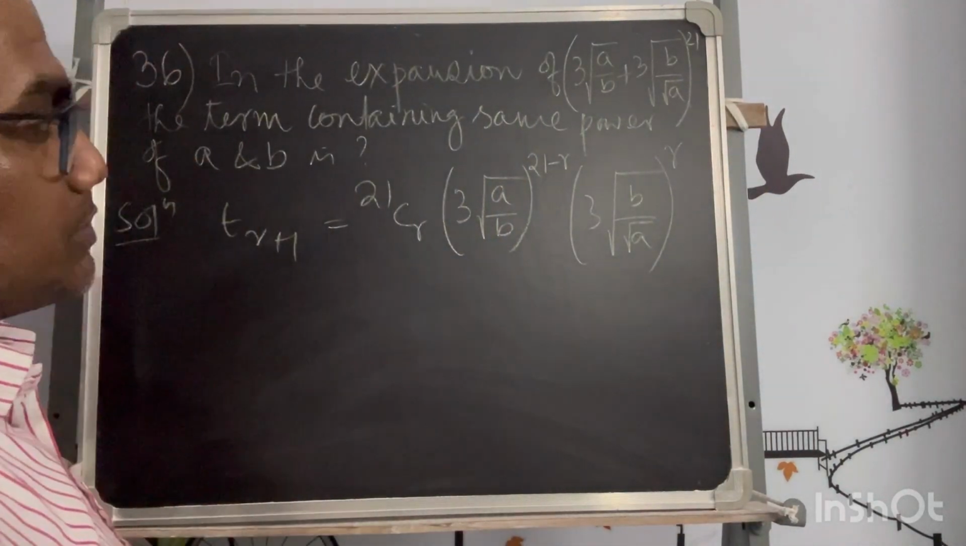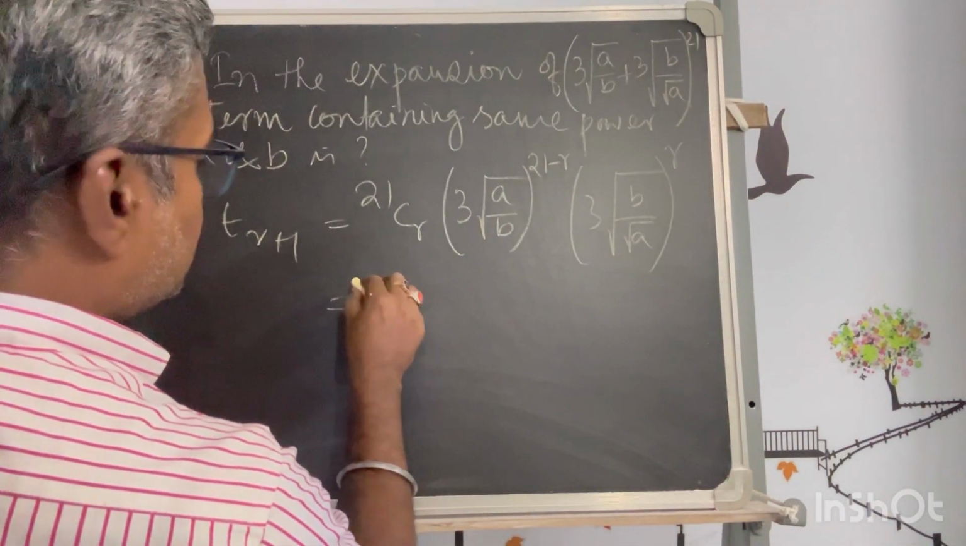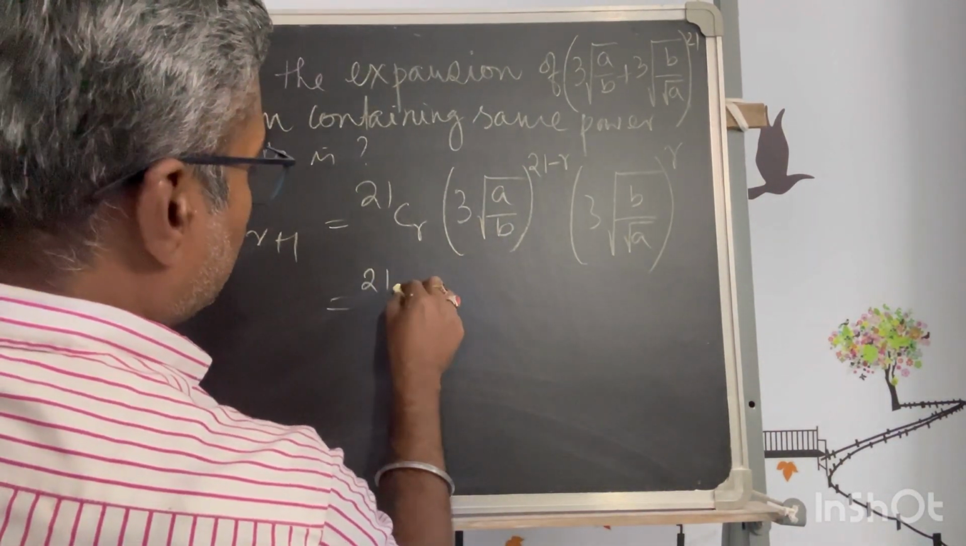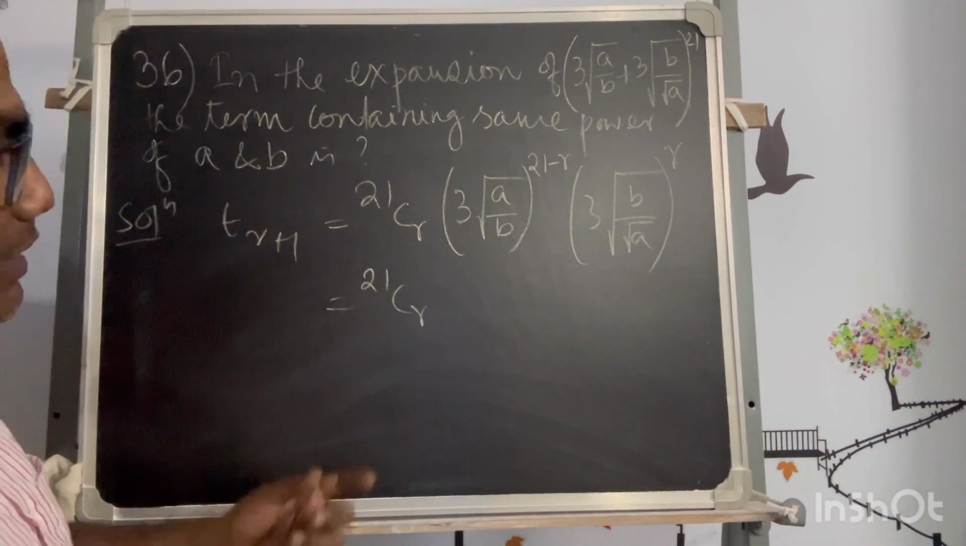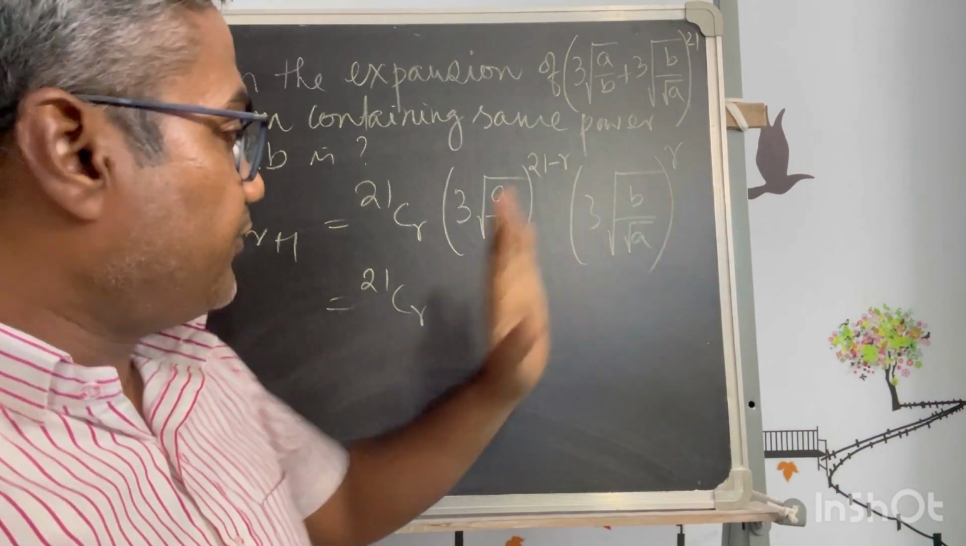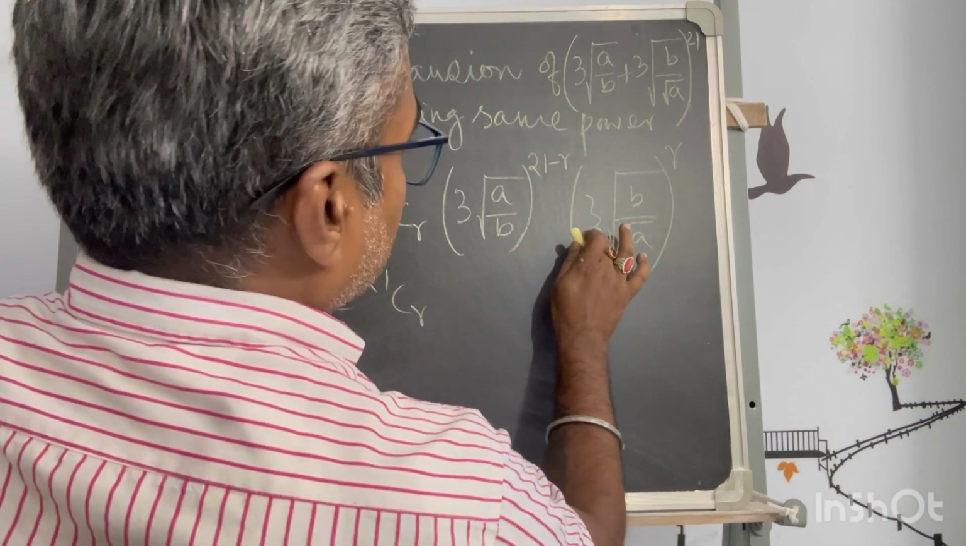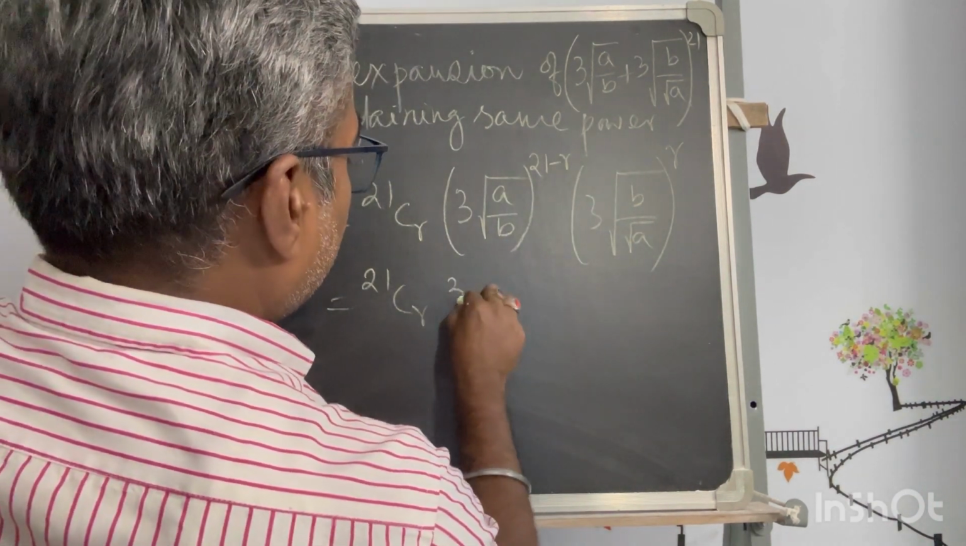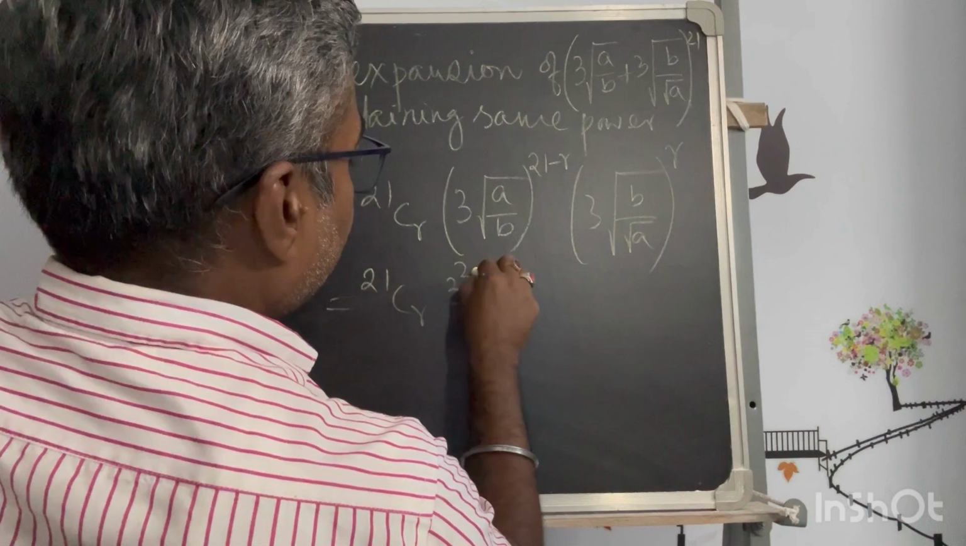So this will be the expansion, and now we have to simplify and keep all the A power in one place and B power in one place. That is my first target. Now these coefficients we can eliminate from here by separating them from A and B.